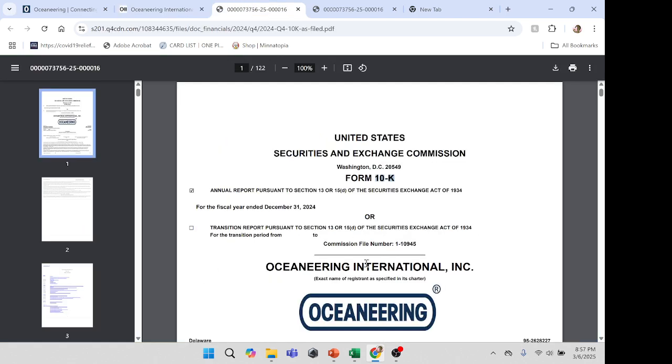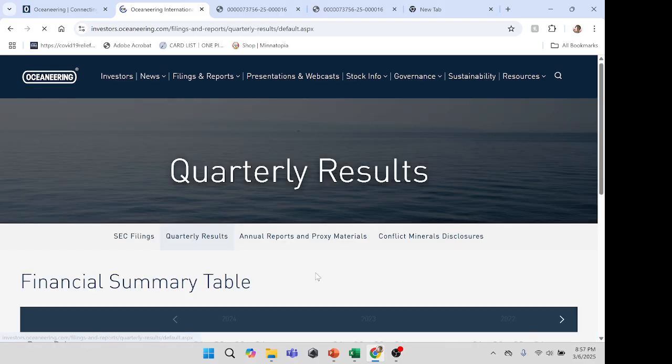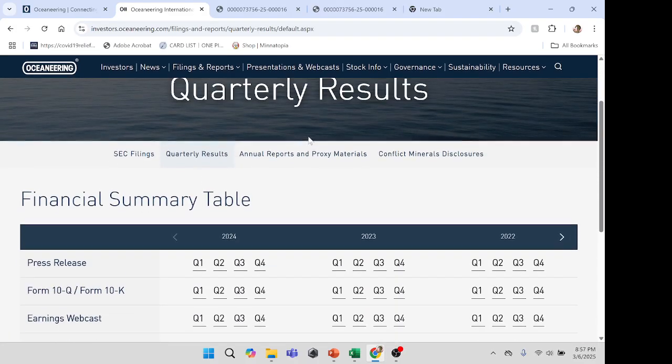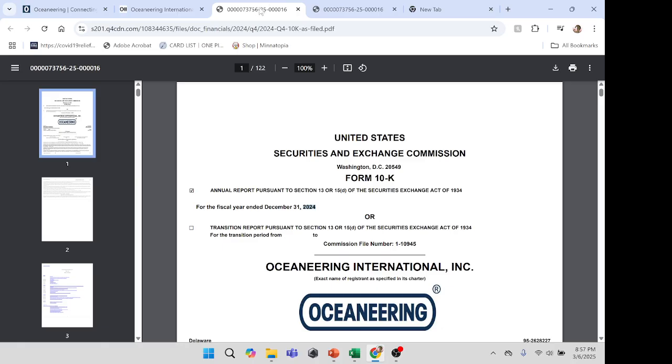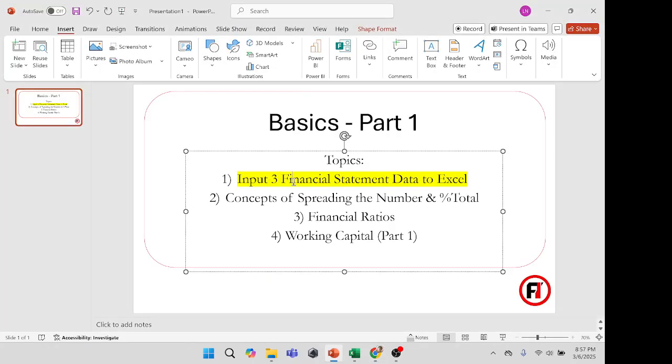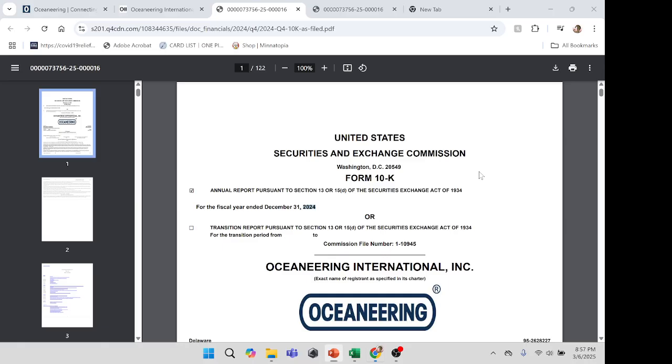However, if you want to get more data, let's say you want data on 2023, then you would go to view all reports. And here you could go to 2023, and then you could get the Q4 of 2023 that way. All right, back to the point. How can you find the three financial statements?